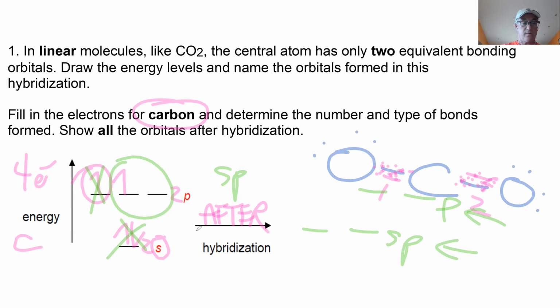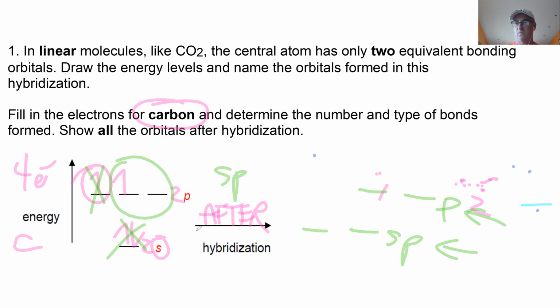So now I have, let me erase my old CO2 molecule. Okay. So I still have 4 valence electrons. That doesn't change. So 2 things don't change. I have the same number of valence electrons as I had before. And I have the same number of total orbitals that I did before. They just sort of move around a little bit.